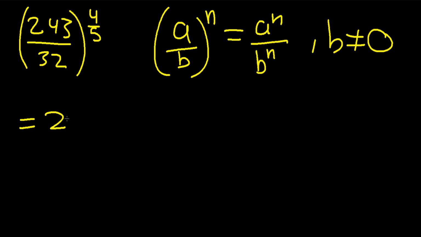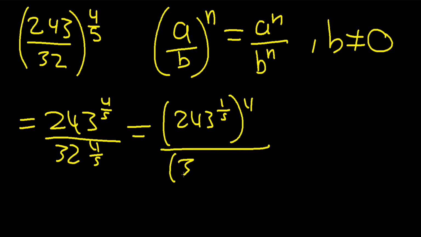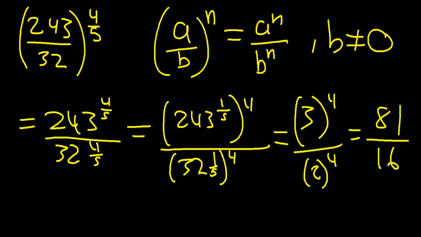So we'll rewrite this as so, 243 to the power of 4 over 5 over 32 to the power of 4 over 5 is equal to 243 to the power of 1 over 5, all to the power of 4, using our first form, and same for the denominator, 32 to the power of 1 over 5 to the power of 4. So that becomes 3 to the power of 4 over 2 to the power of 4, which equals 81 over 16.